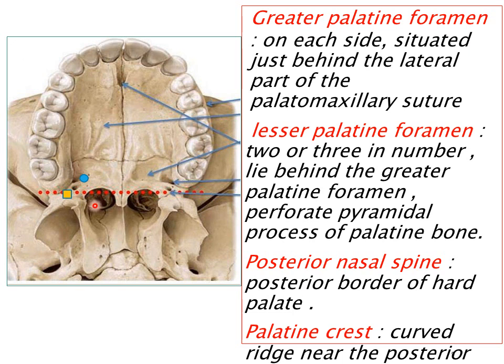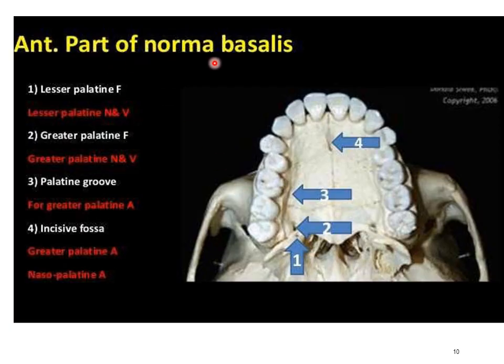And we have palatine crest, a curved ridge on the posterior border of the hard palate. If you see anterior part of the Norma basalis, already we have seen the foramina over here. Lesser palatine foramen transmits lesser palatine nerves and the vessels, whereas greater palatine foramen transmits greater palatine vessels and the nerves. The palatine groove here is for the greater palatine artery. Then we have incisive fossa, which transmits greater palatine artery and nasopalatine artery.